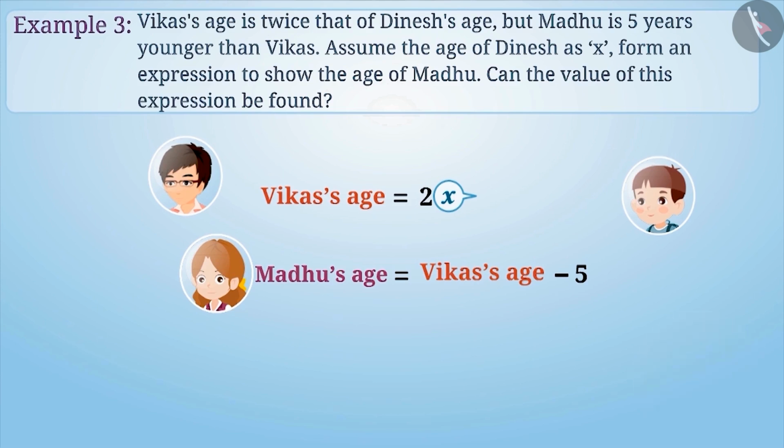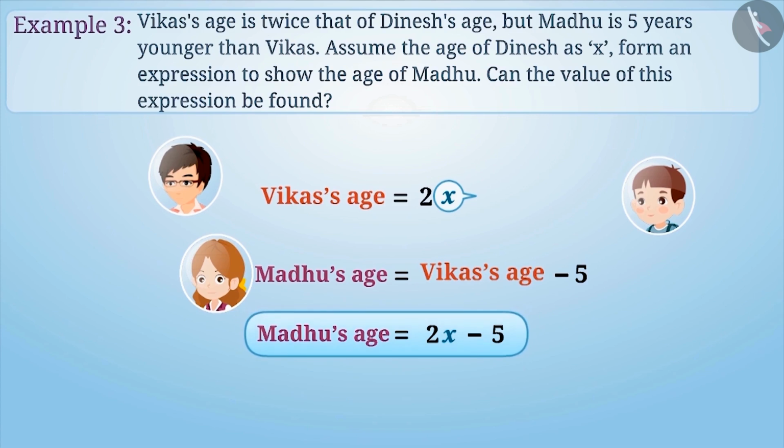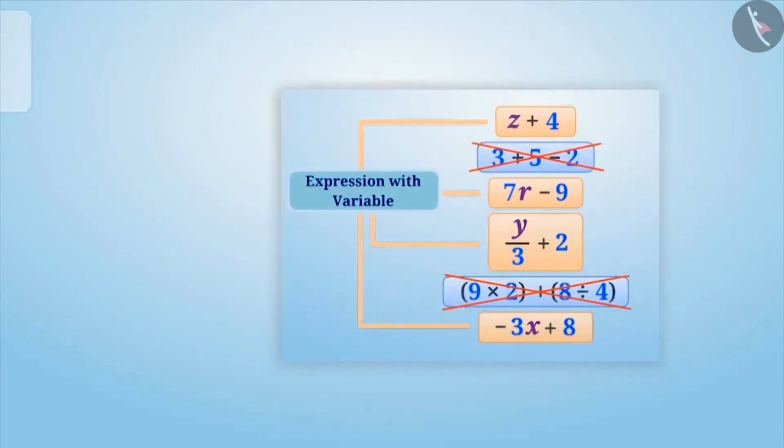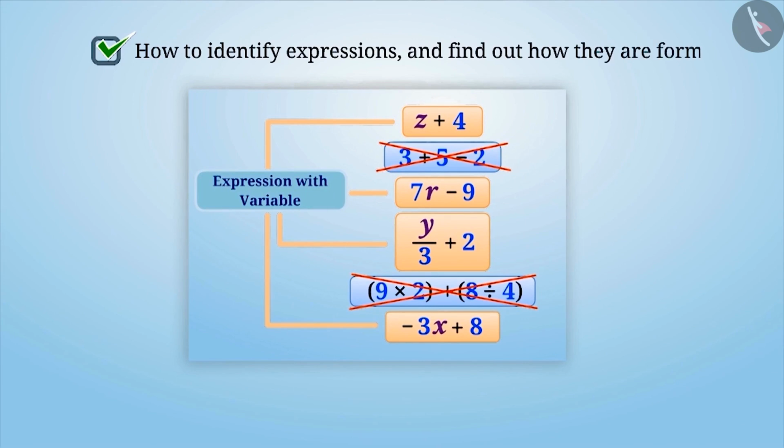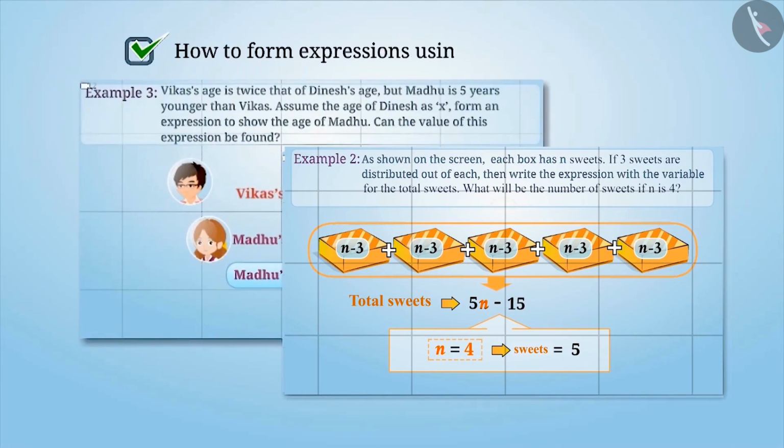For Madhu's age, we can write the expression as 2x minus 5. In this way, we have written an expression for Madhu's age. The value of these algebraic expressions cannot be determined as the values of the variables are not fixed. From these examples, we learned how to identify the expression and find out how they are formed. In addition to this, we have also learned to form an expression with the given information. In the next video, we will learn some misconceptions about expressions.